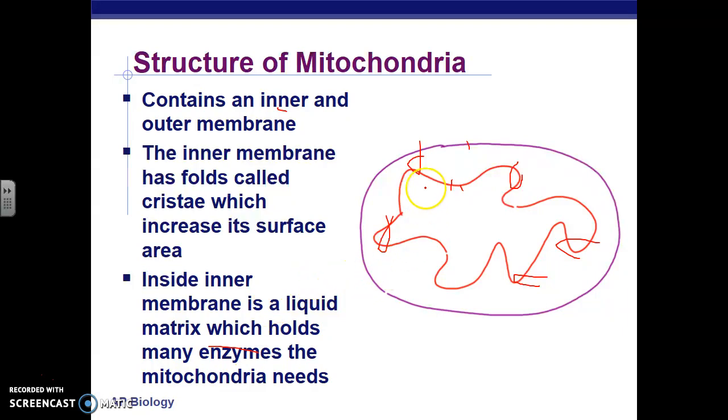The only other place that we didn't label is the space between the inner and outer membrane, and that is called the intermembrane space, abbreviated the IMS. The space between the two membranes, here, and here, and here, is called the intermembrane space. That space is going to be very, very important in respiration.